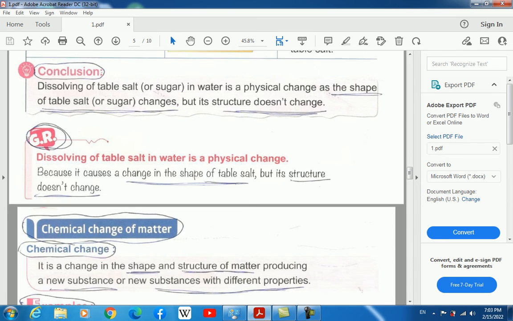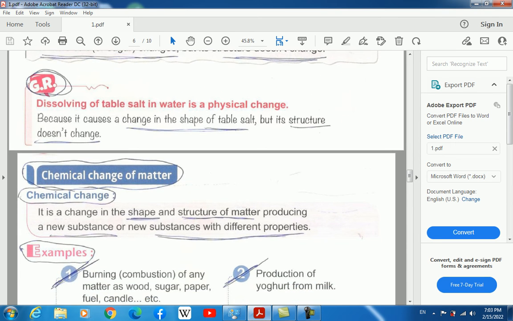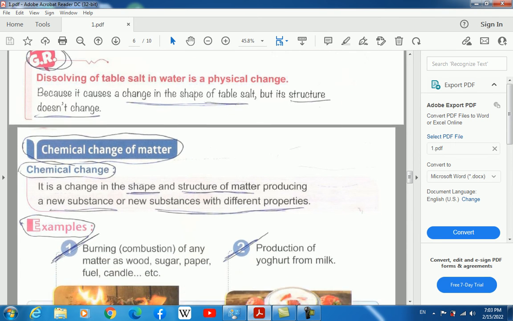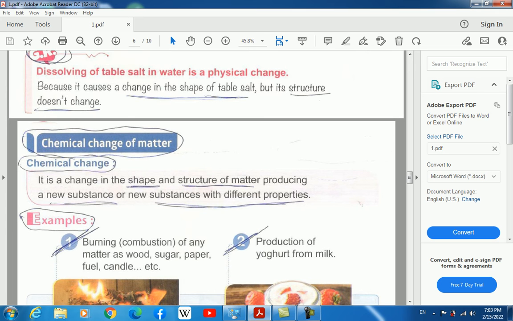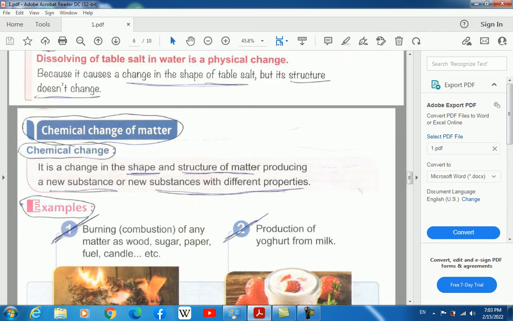So what is the conclusion of that? The dissolving of table salt or sugar in water is a physical change, as the shape of the table salt or the sugar in our case changes, but its structure does not change. So if you're asked to give a reason why dissolving of table salt in water is a physical change: because it causes a change in the shape of table salt, but its structure does not change.